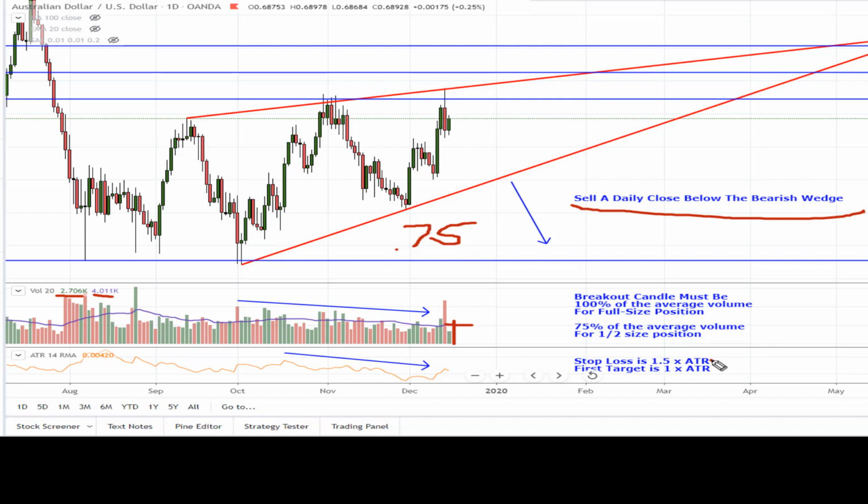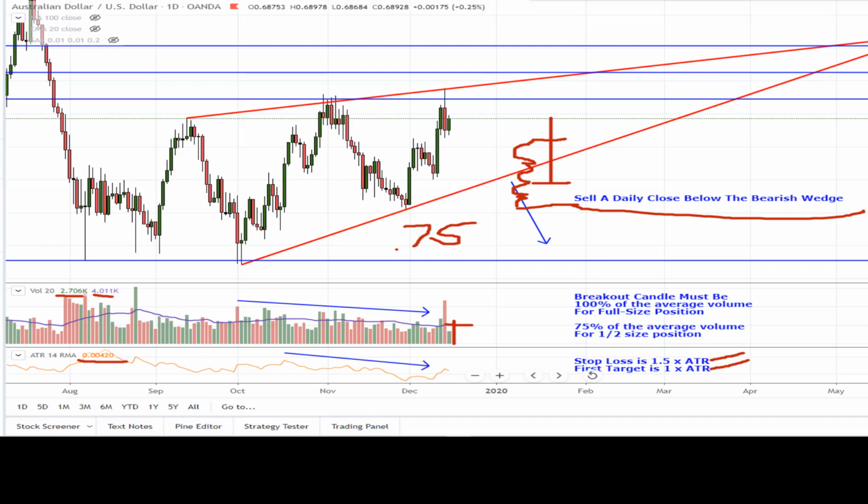Stop loss, as always, will be 1.5 times the ATR. First target, 1 times the ATR. So let's say this thing breaks right here, and this is the close, and that will be your entry level. On that day, you look down here at the ATR, multiply it by 1.5, and measure that distance up here above the entry for your stop loss, and then measure 1 ATR below the entry for your first target.